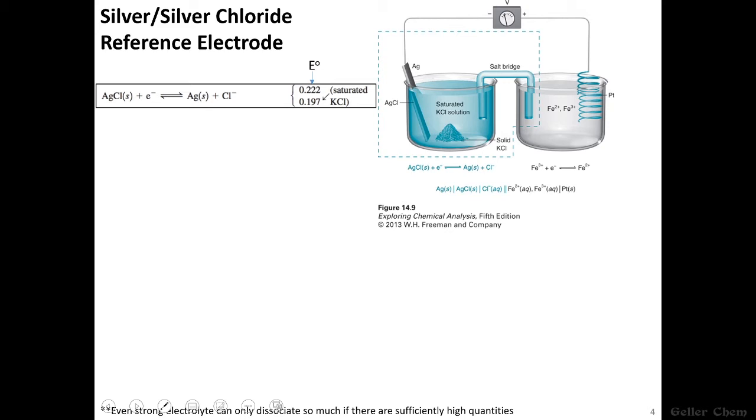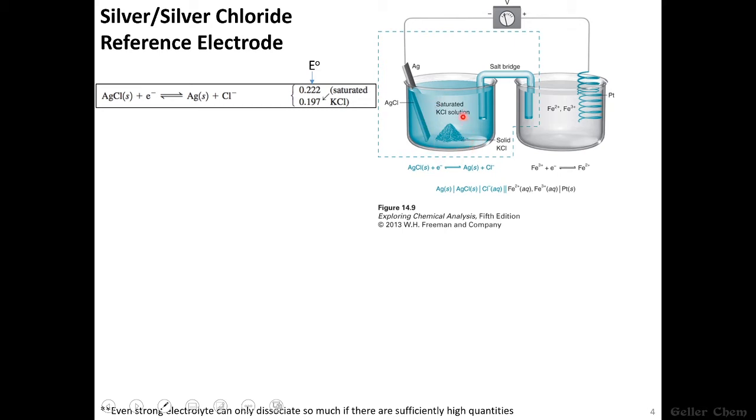KCl is a strong electrolyte, but even a strong electrolyte can only dissolve so much before it reaches a saturation point where the solution can no longer handle any higher concentrations of potassium or chloride ions. We can imagine putting a teaspoon of salt into a glass of water and the salt would dissolve. But if we put in half a glass of salt into a glass of water, some of that's going to be left over because you've saturated the water solution.